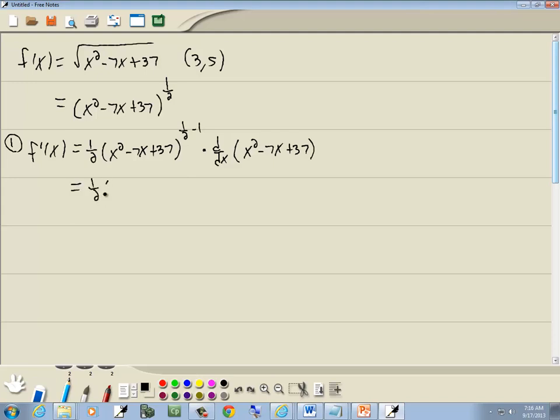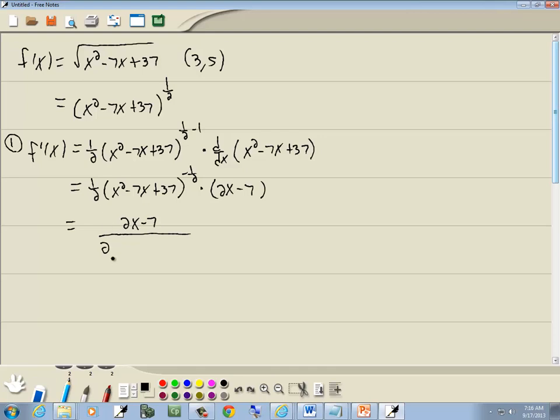That gives us 1/2 times x squared minus 7x plus 37 to the power of 1/2 minus 1, which is negative 1/2. And the derivative of this: x squared becomes 2x, and the derivative of negative 7x is negative 7. I'm going to put this back into fraction form. So I have 2x minus 7 there.